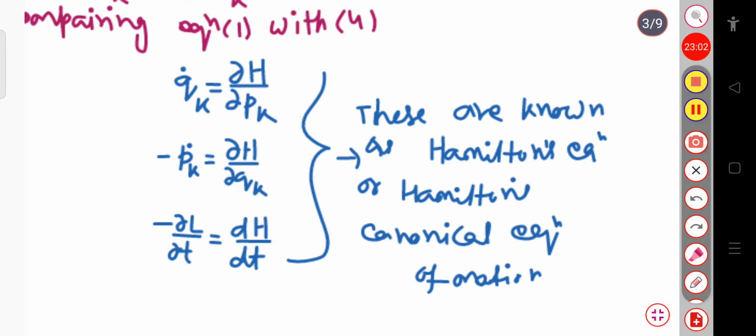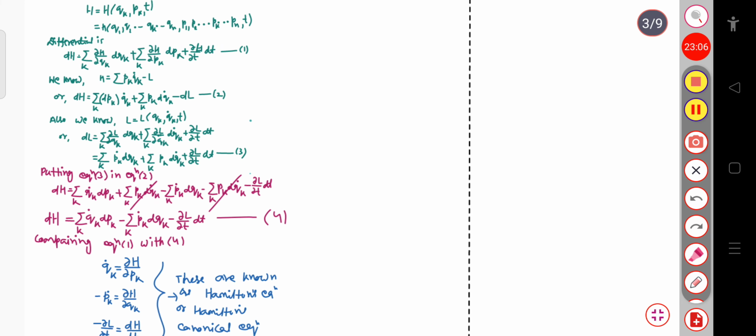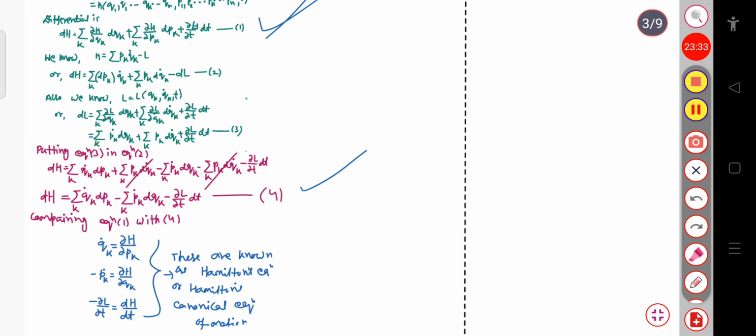So in this way you can prove Hamilton's equations, simply by comparing equation 1 with equation 4. You can see the coefficient of dqk gives dou h by dou qk equal to minus pk dot, the coefficient of dpk gives qk dot equal to dou h by dou pk, and the coefficient of dt gives dou h by dou t equal to dH by dt equal to minus dou L by dou t.